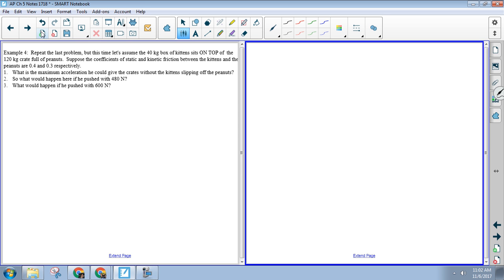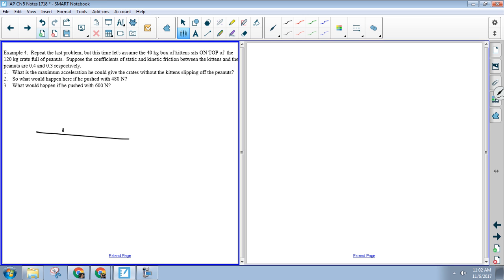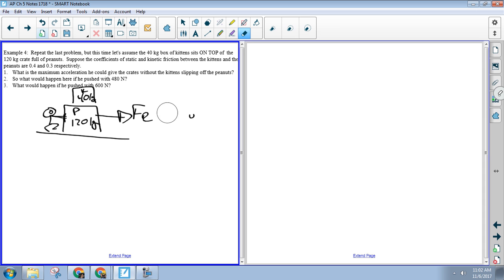So here we go. Let's make a quick drawing so we can kind of process what's going on. Here's the peanuts, 120 kilograms. Here's the kittens, 40 kilograms. Here's Roy. Oh, it doesn't tell us how hard he's pushing.